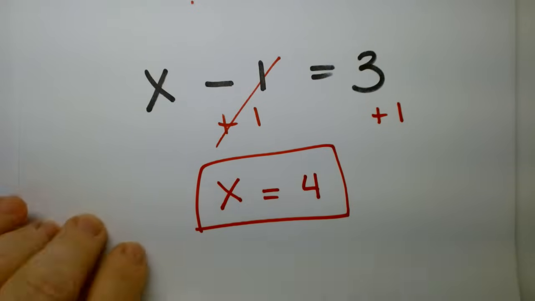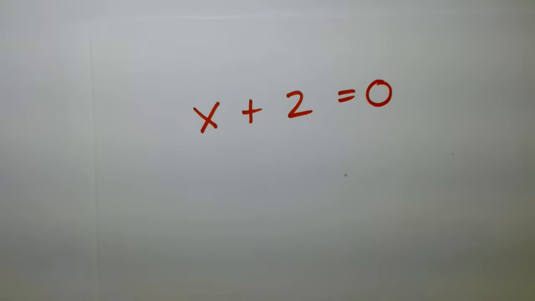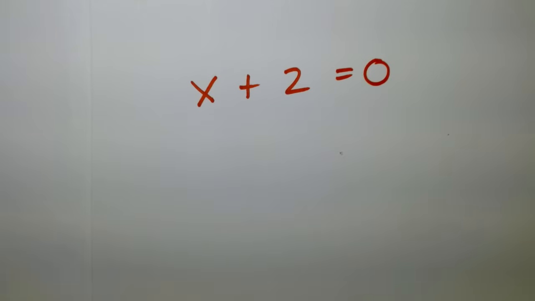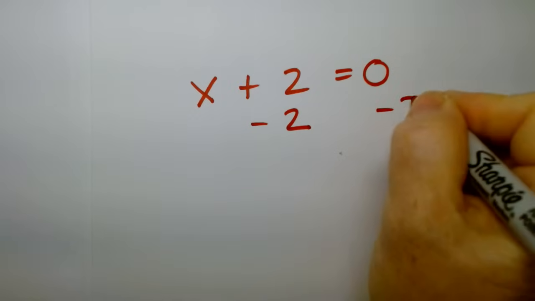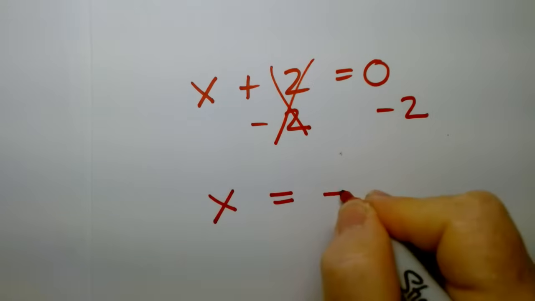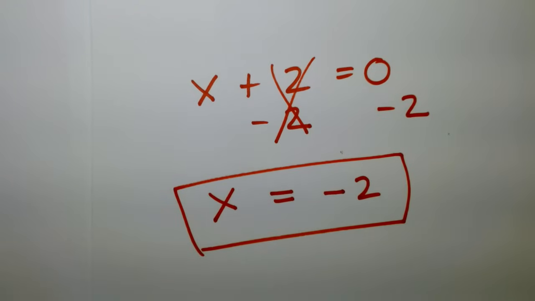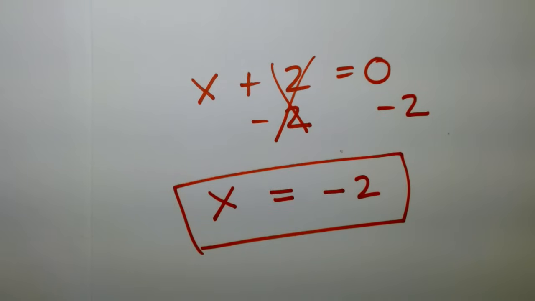So how about we try another one? How about this one? X plus 2 equals 0. Ooh, what if there's a 0 on the other side? How would you handle that? Any ideas? What would you do? I would say minus 2. Minus 2. Now it's not 0. X equals, this goes away, minus 2. Okay, you see how to start to think about this?